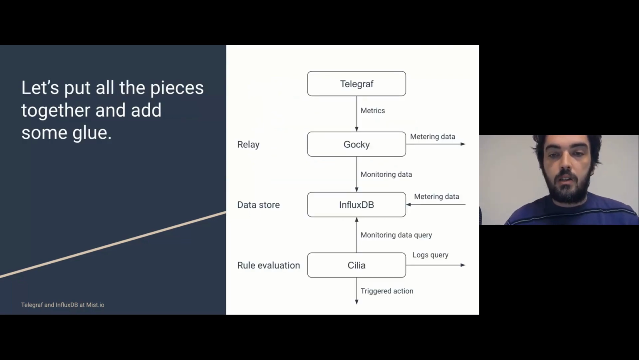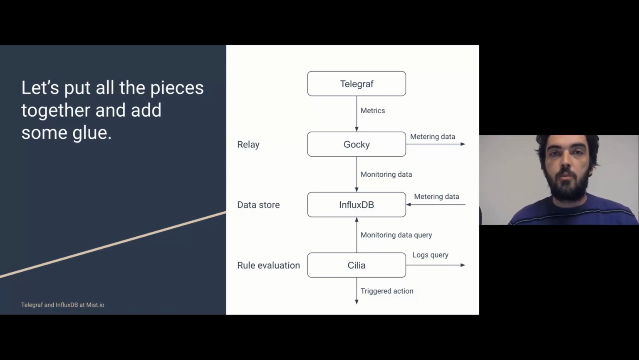Now, here's an overview of how everything is working together. So this is like a high-level architectural diagram. At the top, we have Telegraf. Telegraf gets installed in VMs. It's collecting metrics and then sending them back to a Mist installation. These metrics go through a relay. We call it Goalkey. Goalkey does 2 things.